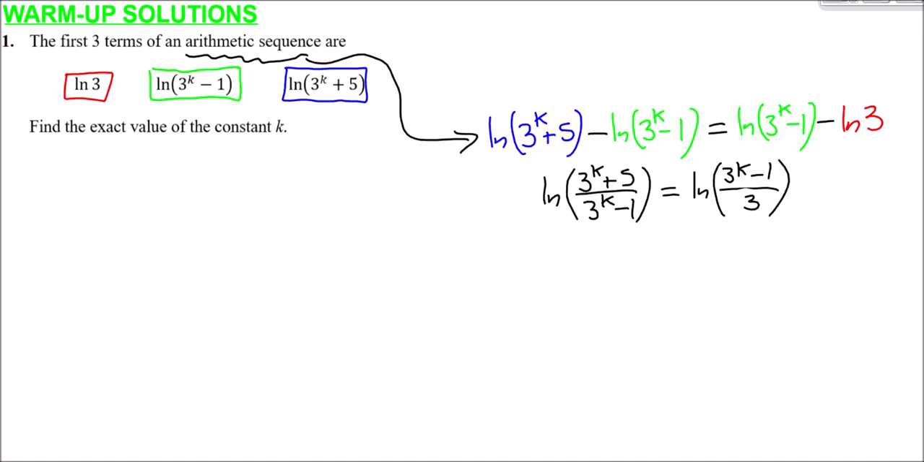So let's just have a look and see what we have here. So we've got an equation, one side equals the other. Both are natural logs, so natural log of this thing equals natural log of the other. That can only be if what we're taking the log of on both sides are equal. So in other words, what we can do here is deduce that 3k plus 5 divided by 3k minus 1 equals on the other side 3k minus 1 all over 3, because that has to equal that for it to work, essentially.